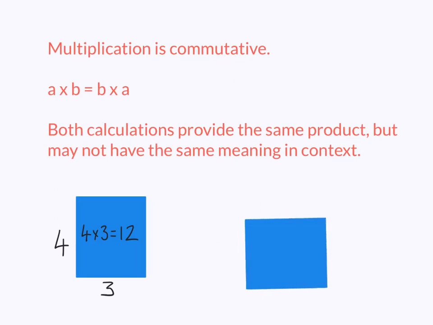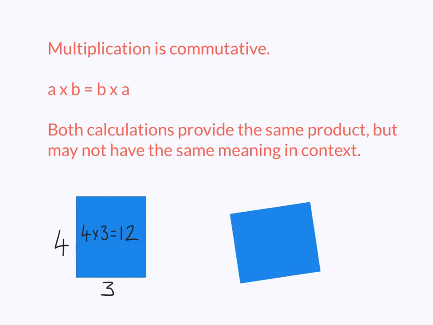Multiplication is commutative. That means that it doesn't matter in which order you multiply the numbers, you'll end up with the same product. So if I have an array like at the bottom here, which is 4 multiplied by 3 equals 12, it doesn't make any difference whether this array is this way up, if it's horizontally, or in any other direction. 4 times 3, 3 times 4, it's going to give you 12.